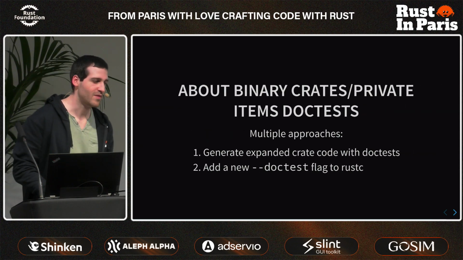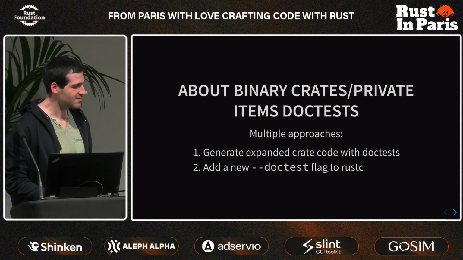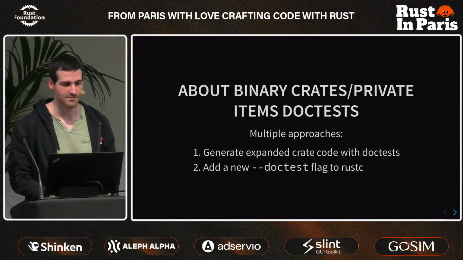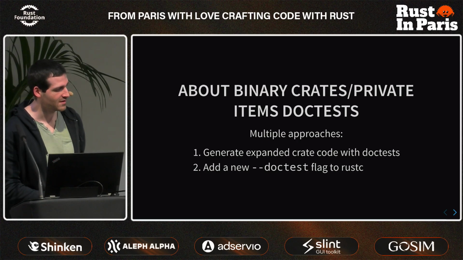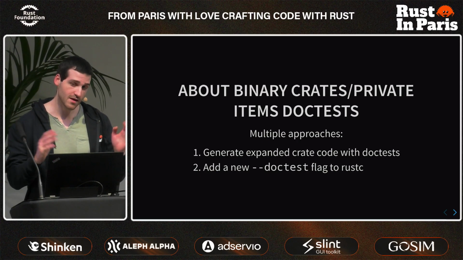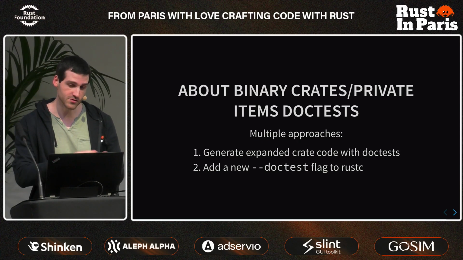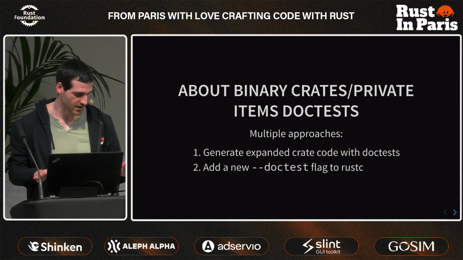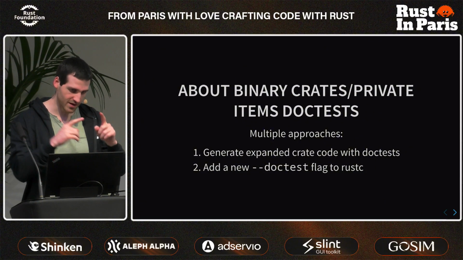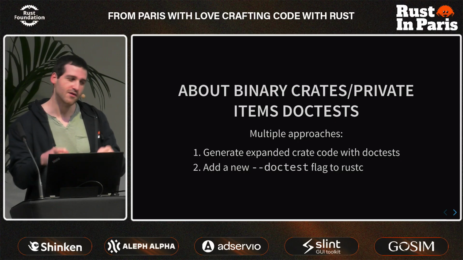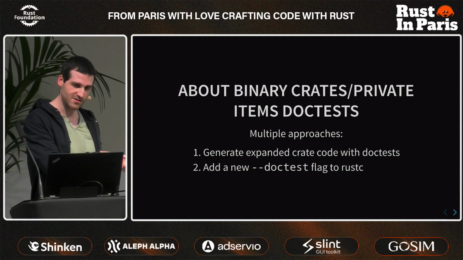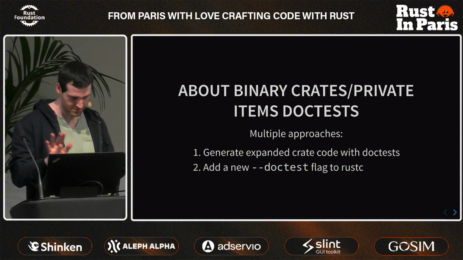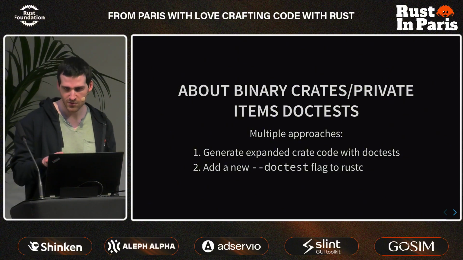So about the binary crates private item doctests, there are multiple approaches. Each is complicated in its own way. We can take your crate, expand all the macros in it, or the proc macros too, or the derives, everything. We expand it. Then we look at the doctests from there. We replace them and generate a unit test. And then we rerun rustc with the test flag, and that's good. So if it sounds terrible, that's because it is.